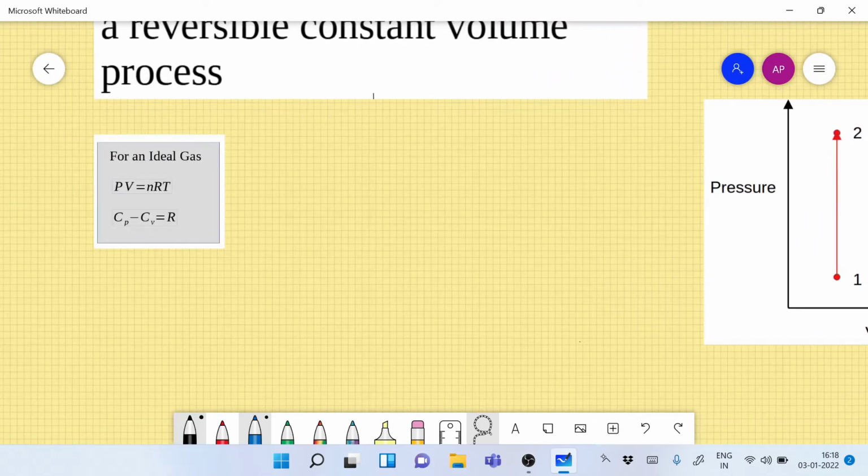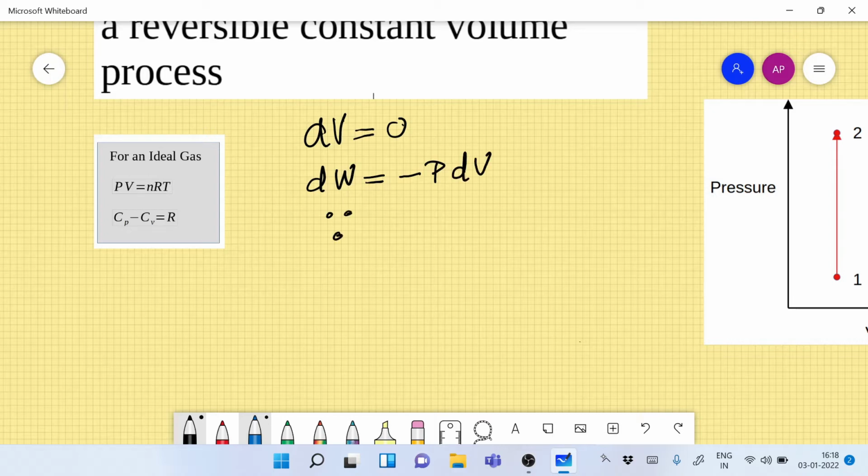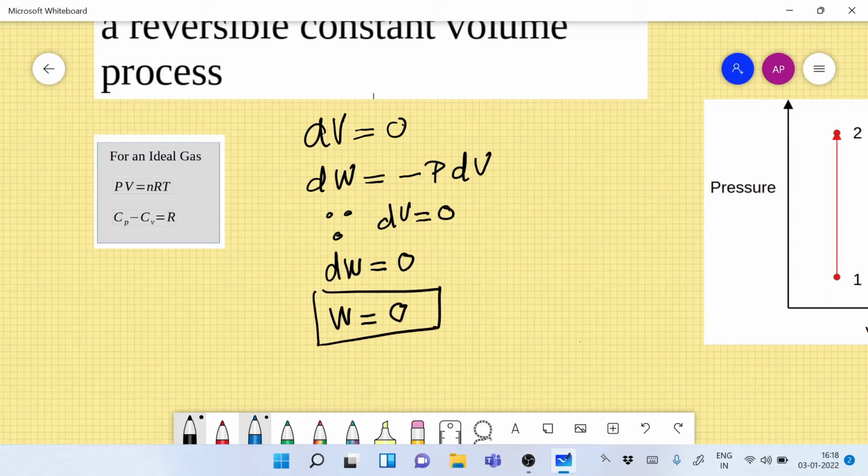For such a process, dV is equal to 0. The work done is minus P into dV. Since dV is 0, we have dW, or work done, as 0, or work done by a constant volume process is equal to 0.